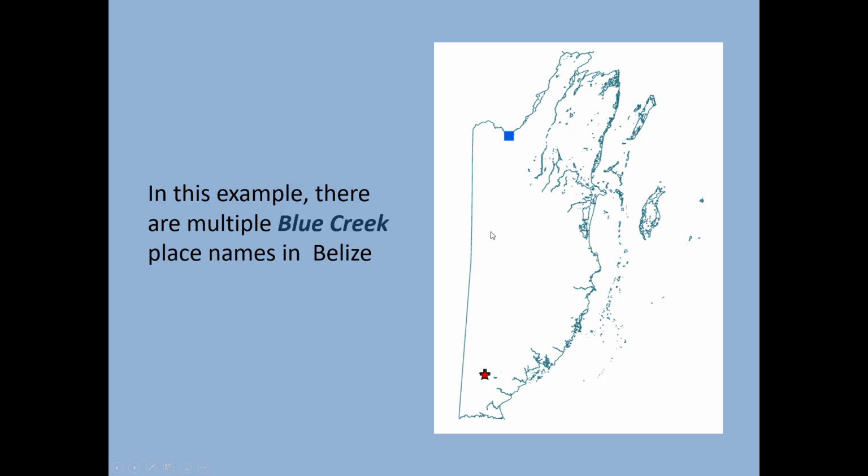Here's the country of Belize. This would be Mexico, Guatemala down here, and this is the Caribbean, just for those of you that don't understand Belize geography. But the two place names are separated by nearly 200 kilometers. Belize is a long, narrow country.